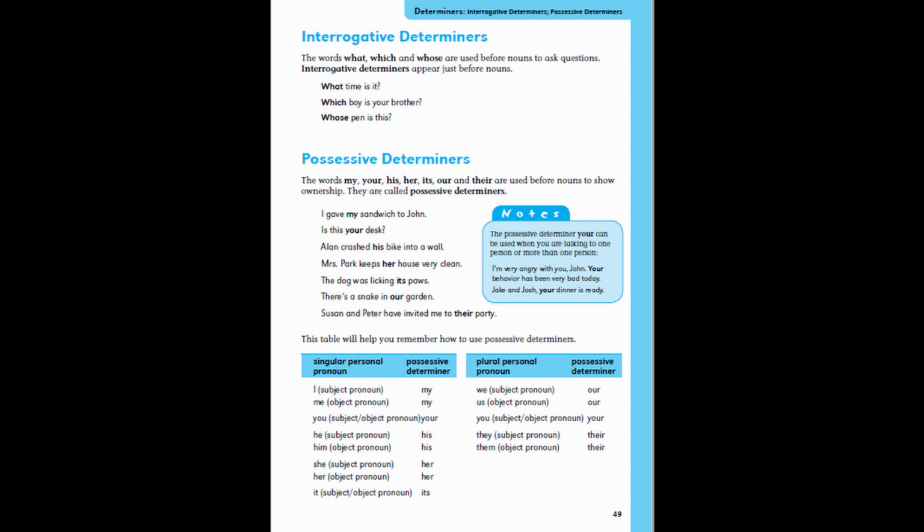So now this table that is given here will help you remember how to use possessive determiners. You can take a screenshot of this table and save it as an English grammar resource, or you can make it in your notebooks, whatever you prefer. It's a good table and it'll help you understand everything. Singular personal pronouns: I is the subject pronoun, me is the object pronoun, the determiner will be my. You is the subject or object pronoun, possessive will be your. He, him, his; she, her, her; it, it, its; we, us, our; you, you, your; they, them, their.